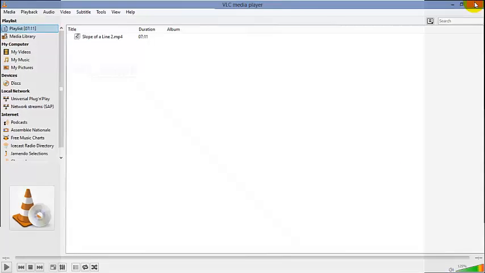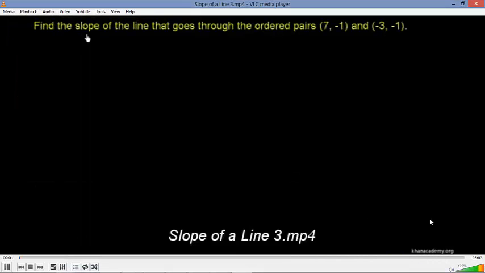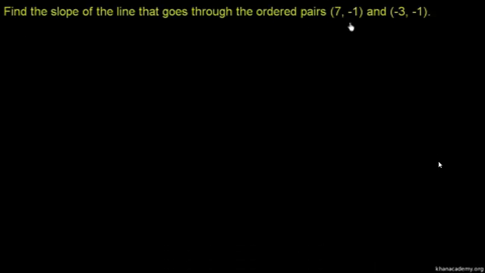Great, that was very instructive. Let's look at one final example. Find the slope of the line that goes through the ordered pairs 7, negative 1 and negative 3, negative 1. Let me just do a quick graph of these just so we can visualize what they look like.